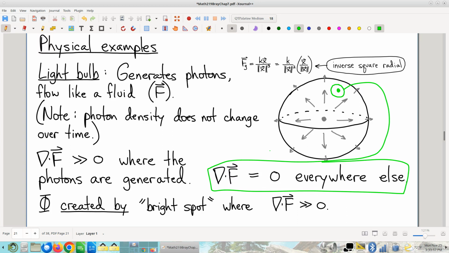Yeah. And so where we have the divergence is greater than... Yeah, I'll get to that. I haven't gotten there yet. Okay, so away from the bulb, divergence is zero.